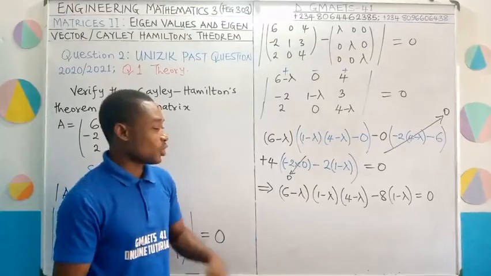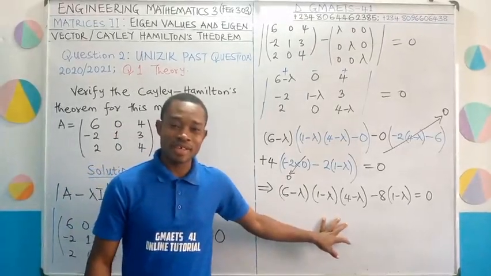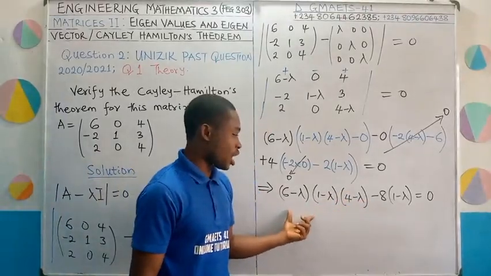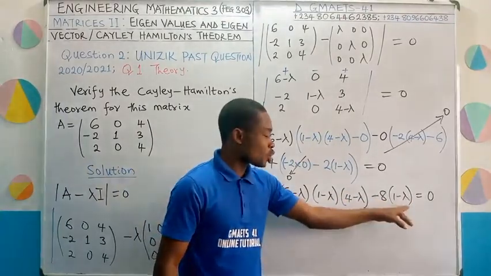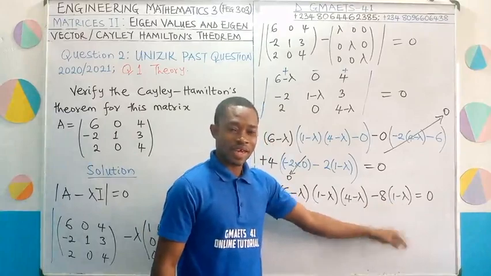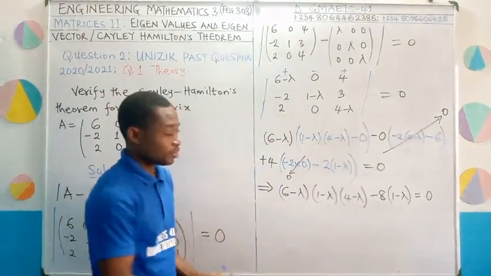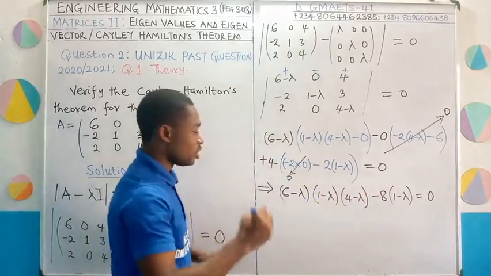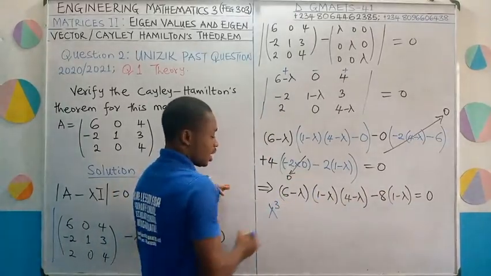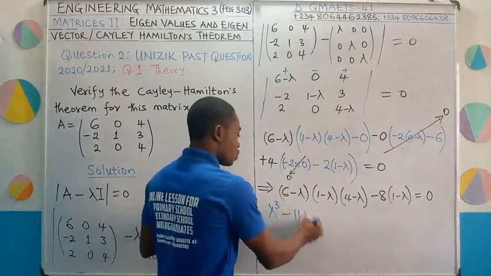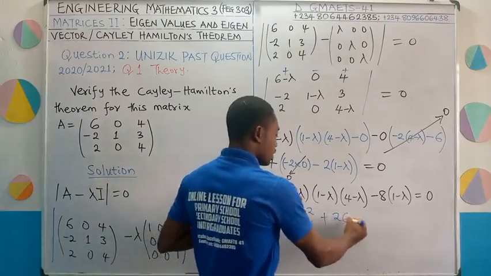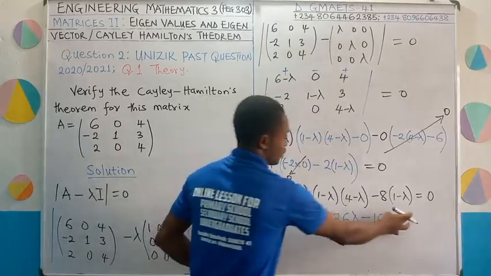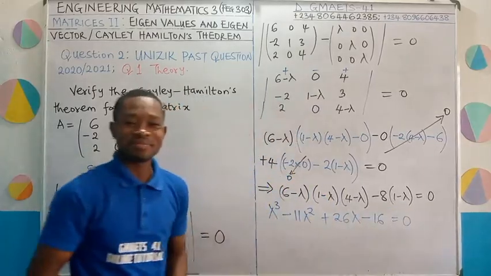Now at this point, we are going to expand this equation. Is that okay? These terms we have here, we're going to multiply this 3 bracket out. We're going to use this minus 8 to open up this bracket. Is that okay? Take your time to do that. Open up this bracket, open this with this minus 8 and simplify. If you do that, you're going to get this polynomial. Lambda cubed minus 11 lambda squared plus 26 lambda minus 16 equal to 0. This is the resulting polynomial.